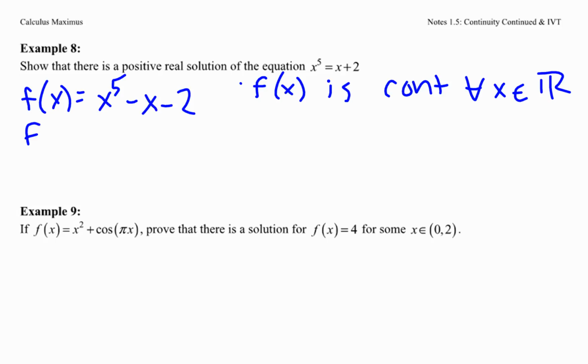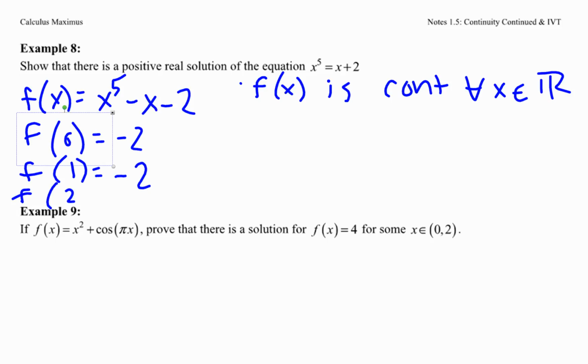Let's try some easy numbers here. Maybe 0. We get -2. Try 1. 1 minus 1 minus 2. Well, that didn't help. And let's see, maybe we could try 2. 32 minus 4, that would be 28, I believe. Oh, look, that's negative. That's positive. That's going to help us.